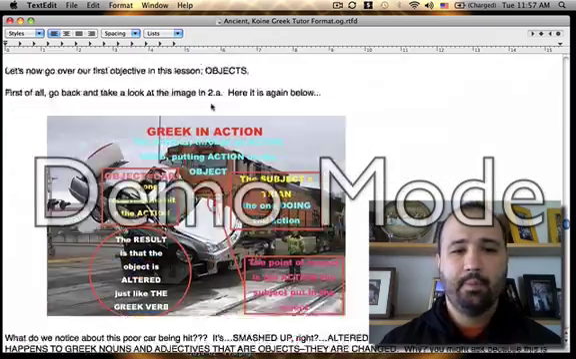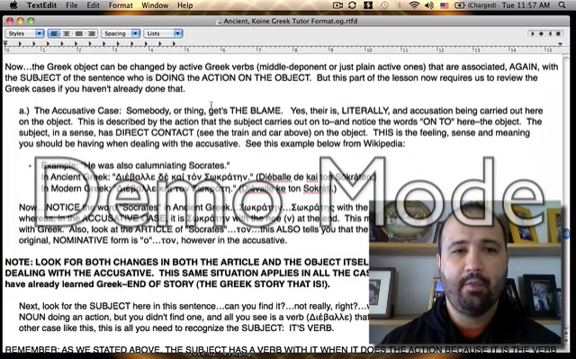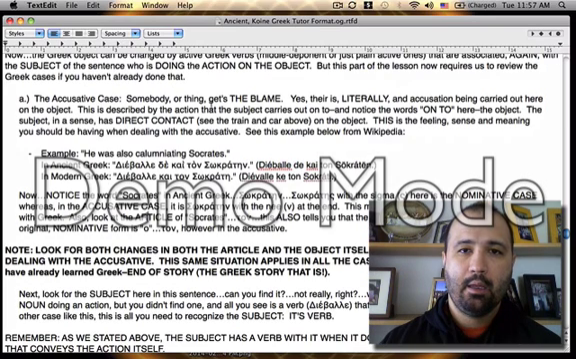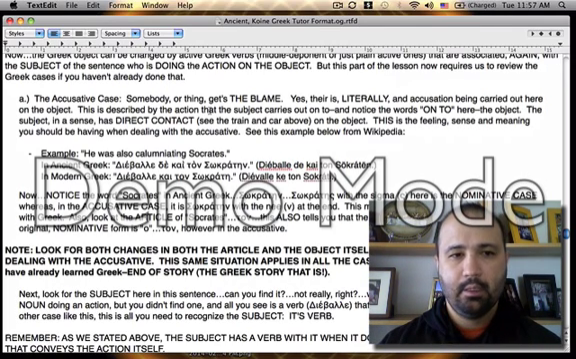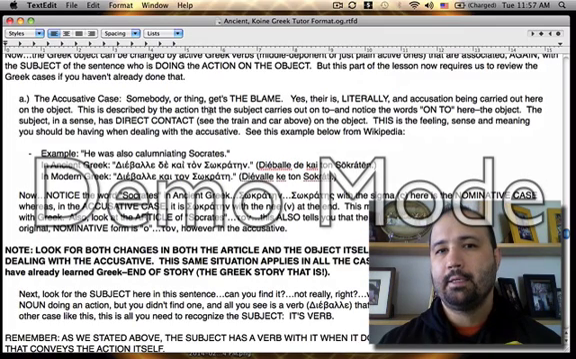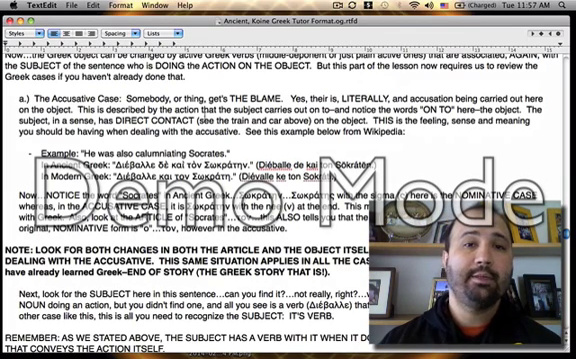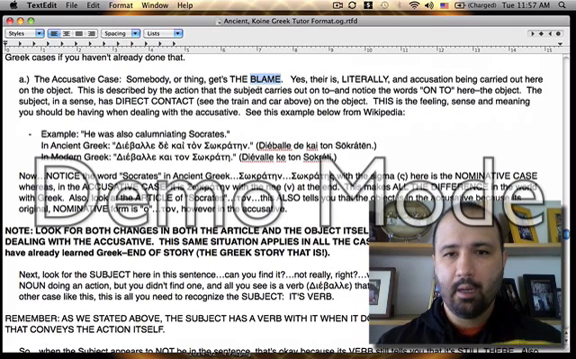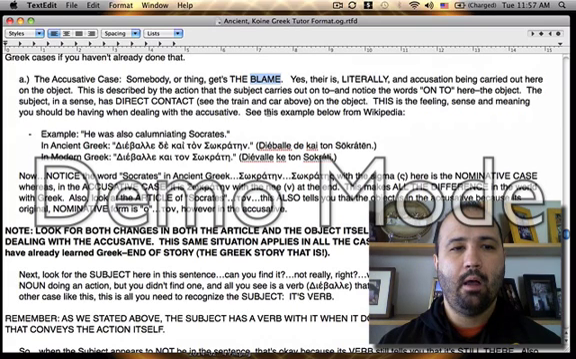So, what we did in our last lesson, we left off on the cases, and now we have to go over them to see how they interact or affect nouns in a Greek sentence, particularly objects. The objects are the ones that for the most part take on all these different cases. So the accusative case. Somebody or something gets the blame. The accusative, they're being accused. Yes, there is literally an accusation being carried out on the object, so to speak.